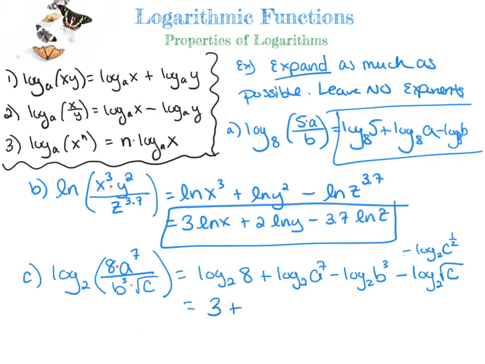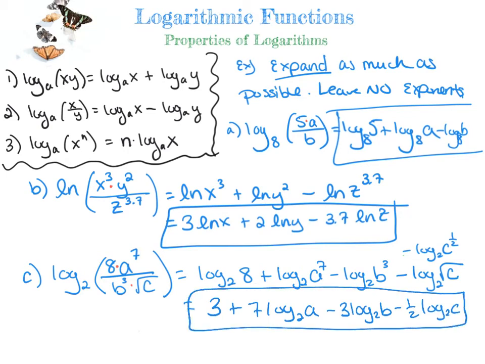Okay, so whenever you can evaluate a log, make sure you do that. Log base 2 of a to the 7 becomes 7 times log base 2 of a. Log base 2 of b to the 3 becomes 3 log base 2 of b. And the 1/2 comes out also, negative 1/2 log base 2 of c.